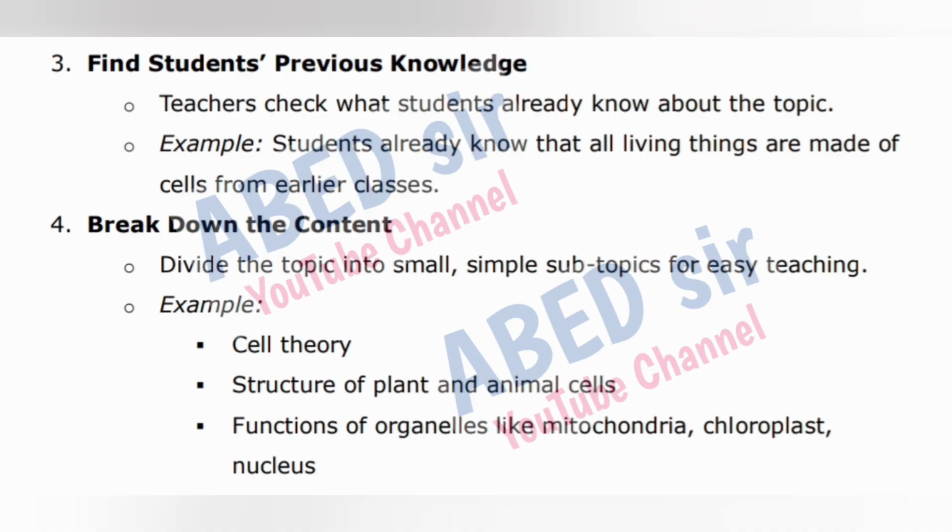4. Break down the content. Divide the topic into small, simple subtopics for easy teaching. Example: cell theory, structure of plant and animal cells, functions of organelles like mitochondria, chloroplast, nucleus.